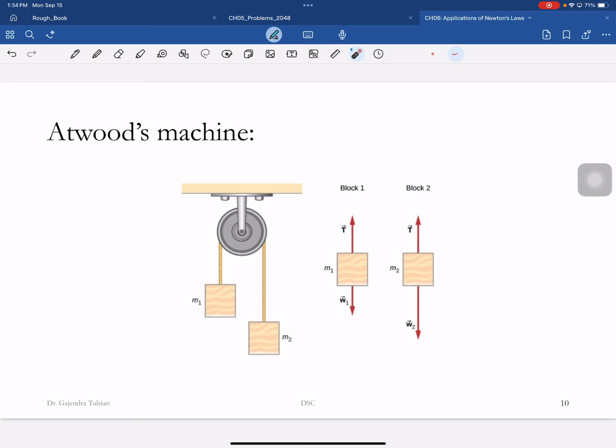Okay, so if this mass is heavier than that one, you'll have a net acceleration in this direction. And if the masses were equal, the acceleration would be 0. And if this mass was 0, this one would have an acceleration of g. So here was a machine where you could tune this acceleration to be anywhere from 0 to g, depending on the masses. Okay, so that's what Mr. Atwood did.